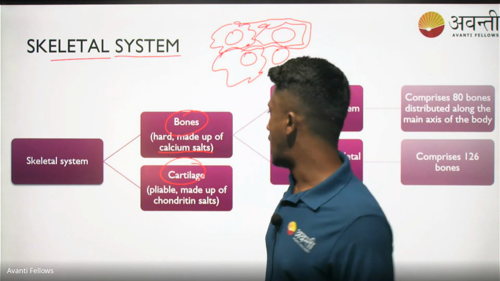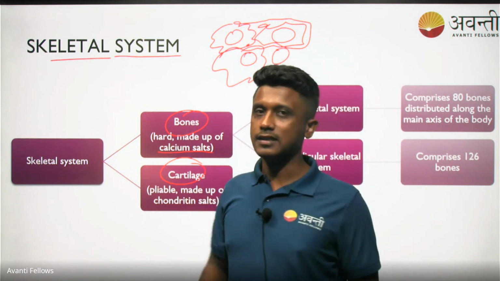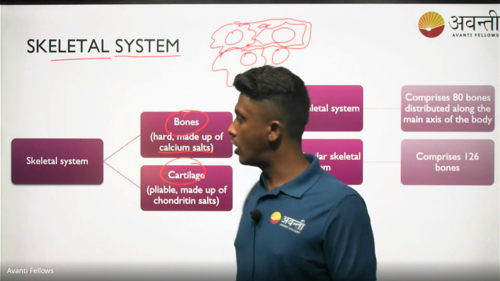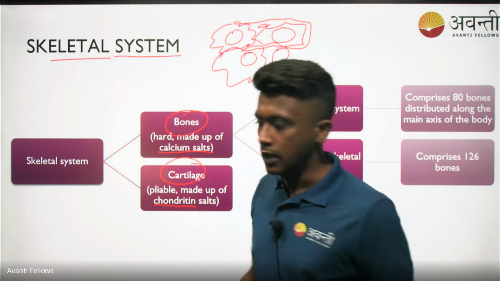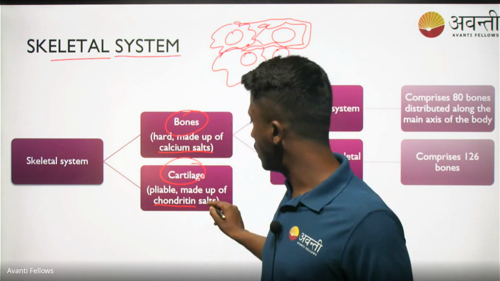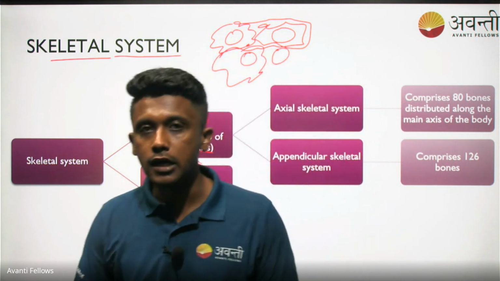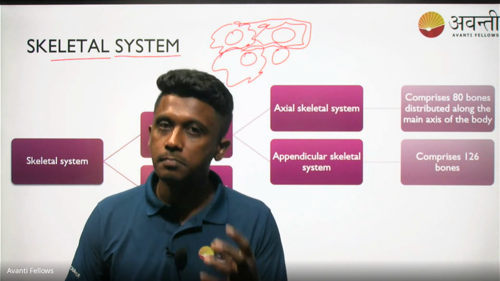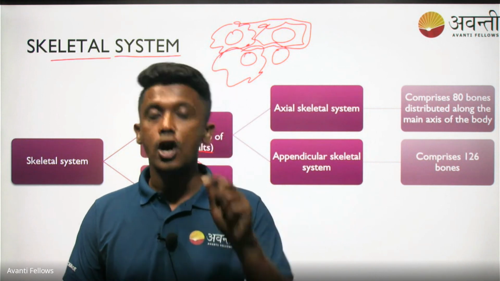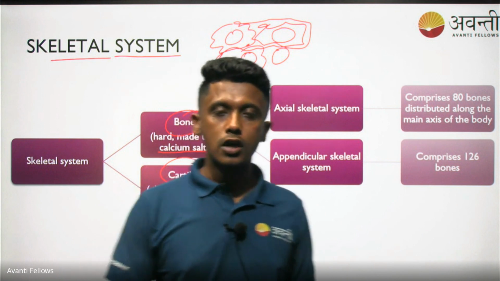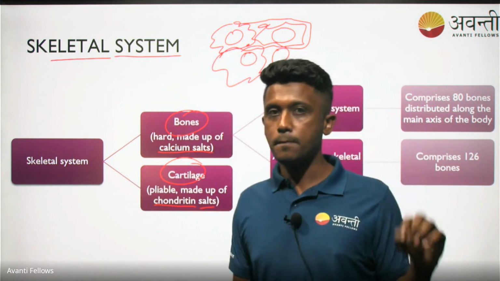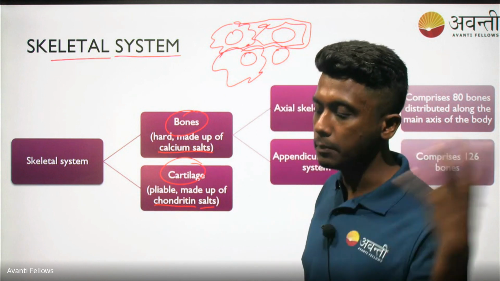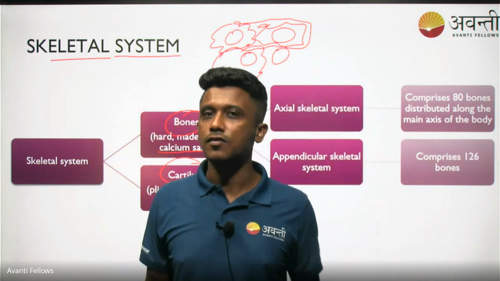Then you have cartilage on the other hand. The ground matrix of the cartilage is made up of chondroitin salts. These chondroitin salts are also calcium derived, but the composition of these salts makes the cartilage very flexible, not as rigid as bones. Whereas bones make up all the major components of our skeletal system.